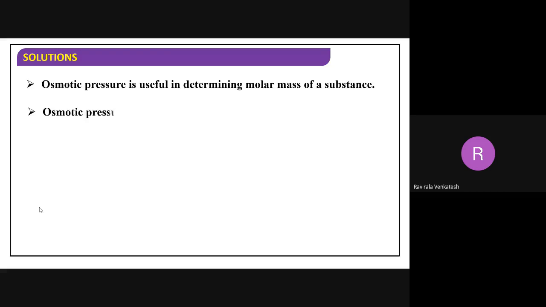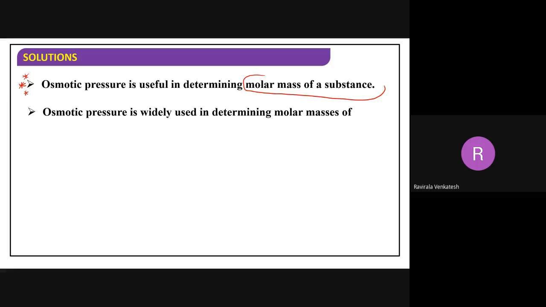Next, what is the use of this osmotic pressure? A very important point. Generally students will neglect this point. Osmotic pressure is useful to determine the molar mass of the substance, especially for polymers. We are calculating the molecular weight of the solute. Useful in the MCQs, beta. Important, isn't it? The application of osmotic pressure is this: osmotic pressure is widely used in determining the molar mass of especially polymers.